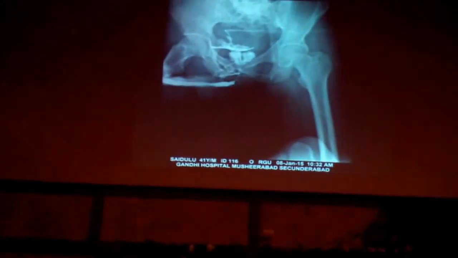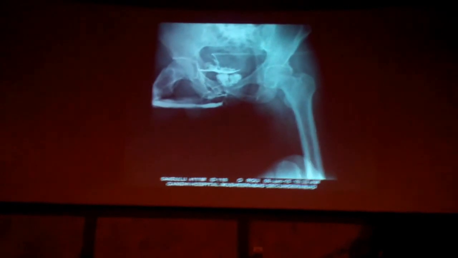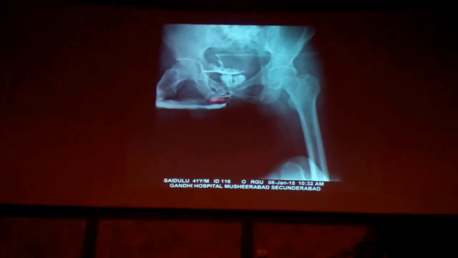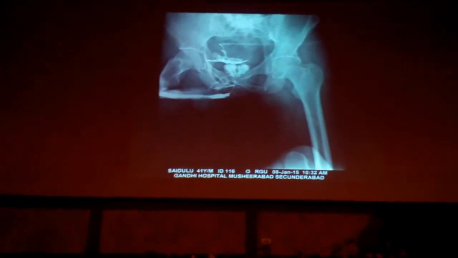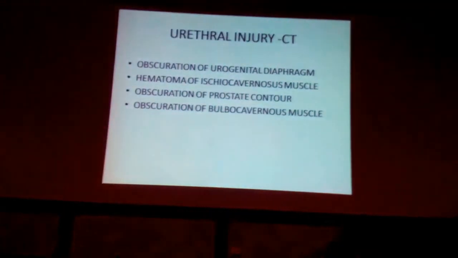This patient came 3 weeks after injury. A suprapubic catheter was done. He was allowed to pass urine, he could not pass. So we tried to do RGU. The stricture is there. It developed within 3 weeks after injury. CT also can make a diagnosis. You can suspect it on CT also.